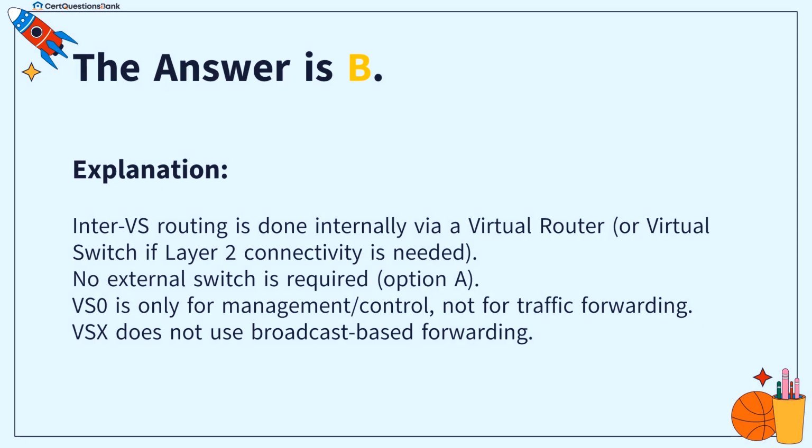The answer is B. Inter-VS routing is done internally via a virtual router, or virtual switch if Layer 2 connectivity is needed. No external switch is required, option A. VS0 is only for management, control, not for traffic forwarding. VSX does not use broadcast-based forwarding.